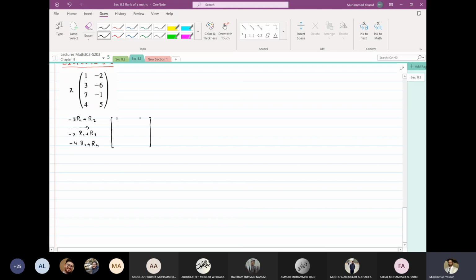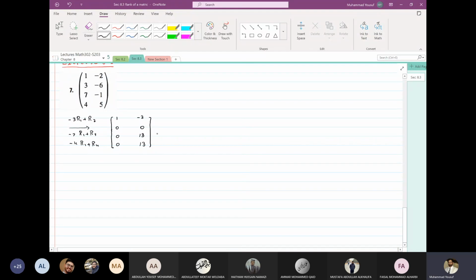So 1, -2. -3 plus 3 is 0. And negative, positive: 3 times 2 is 6, -6 is 0. Okay. And -7 plus 7 is 0. Negative, positive: 7 multiplied by 2 is 14. 14 minus 1 is 13. -4 plus 4 is 0. Negative, positive: 4 times 2 is 8. 8 plus 5 is 13.